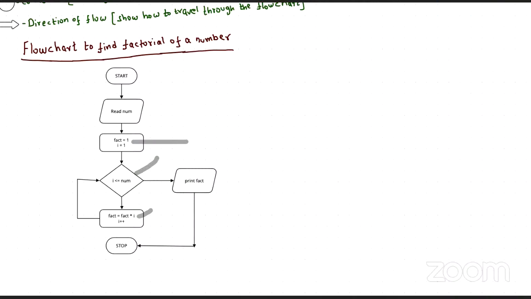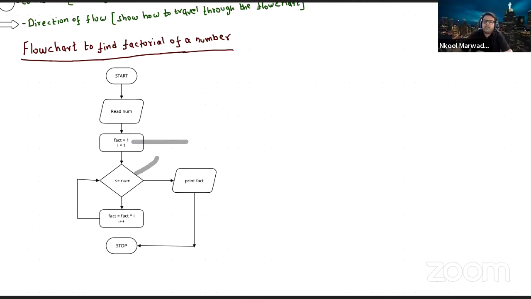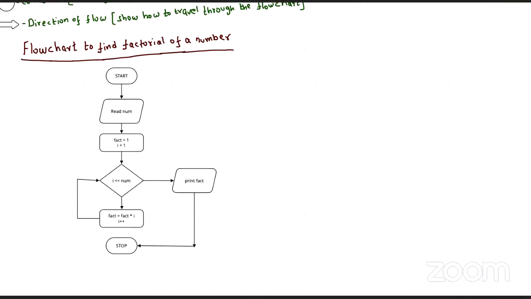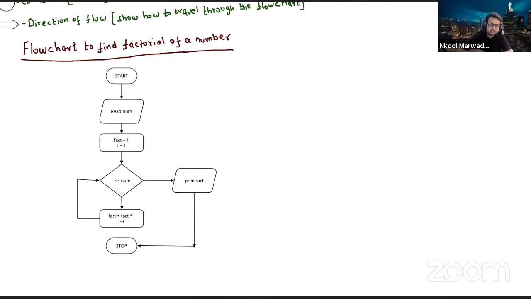I will keep on running this loop until this condition is true, because the decision making simply says that if the condition is true, follow this path, otherwise follow the other path. Once the condition becomes false, I will simply print fact and stop. So this is the idea.